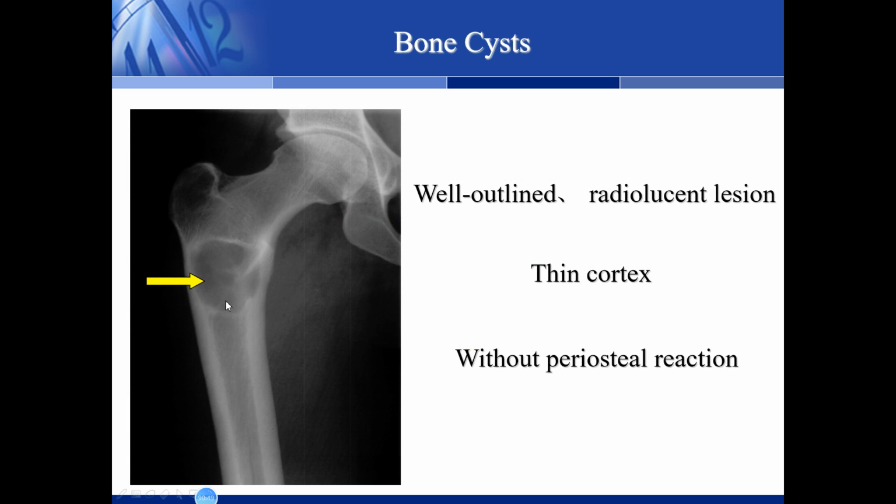This is the bone cyst, and we could see the well-outlined bone destruction region, and the cortex becomes thin and without periosteal reaction. Here is the cortex, and outside the cortex, we could not find the periosteal reaction, and the cortex is thin, and the lesion is well outlined, with bone destruction. So this is the bone cyst.